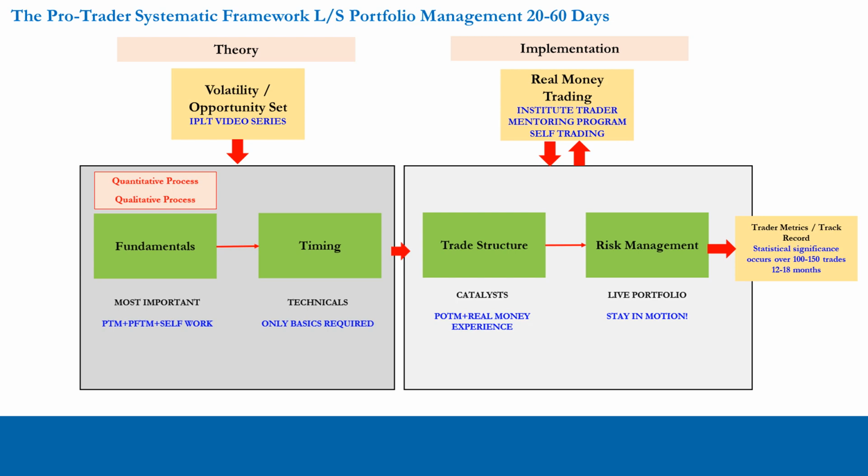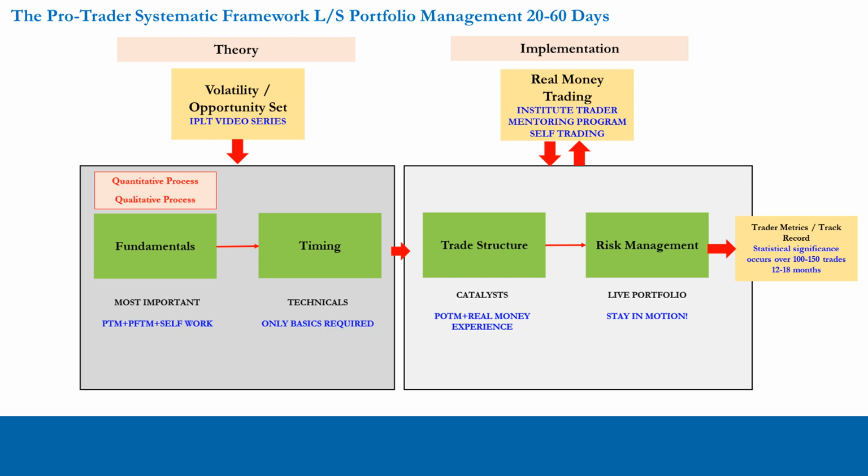You'll see that we've also added to the right-hand side after risk management, when positions come off. So we have the total process on the left-hand side flowing to the right-hand side. Obviously, positions go on and then positions come off. Okay. What have you got when positions come off? Well, you've got your trader metrics and your track record.